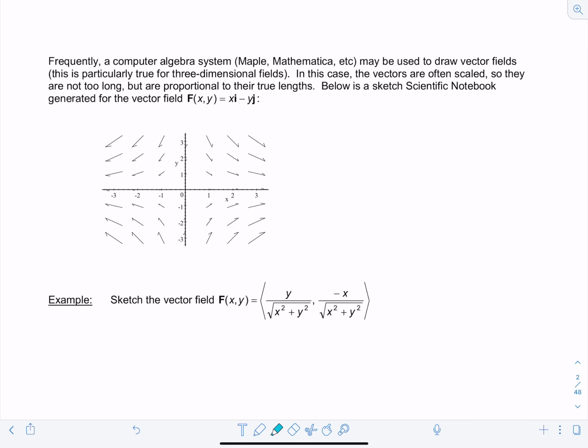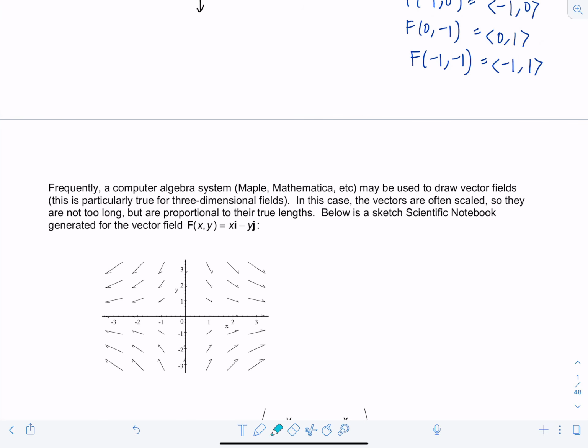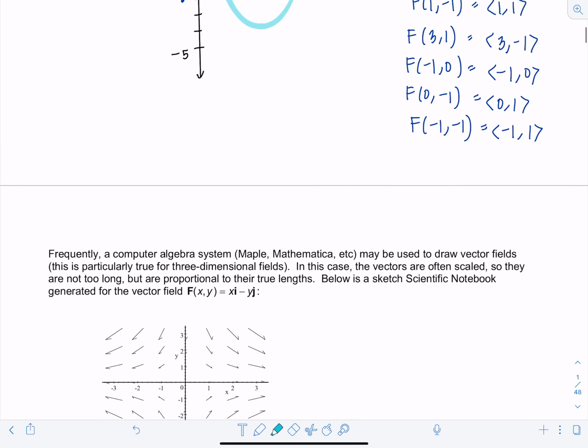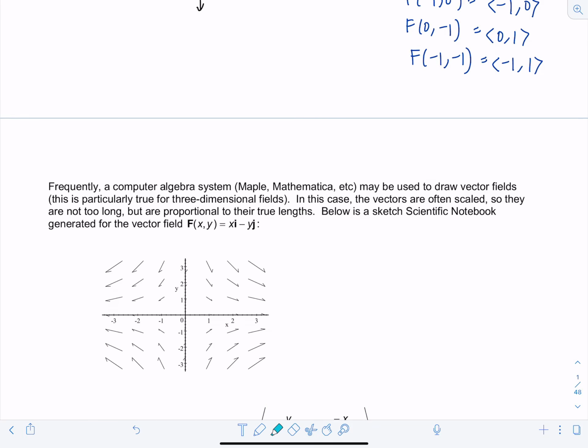So here actually is a sketch that Scientific Notebook generated for the vector field that we just attempted to draw. And we were along the right track, but obviously you just need to keep working and filling in a lot more so that you can see. Let's compare. I think we did an admirable job, don't you? All right, let's try one more.